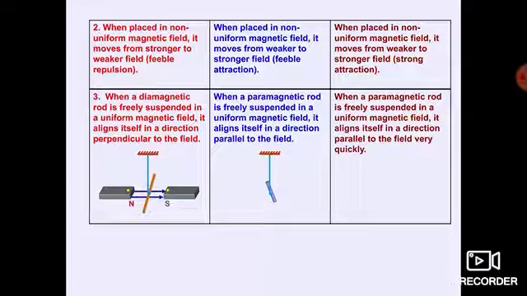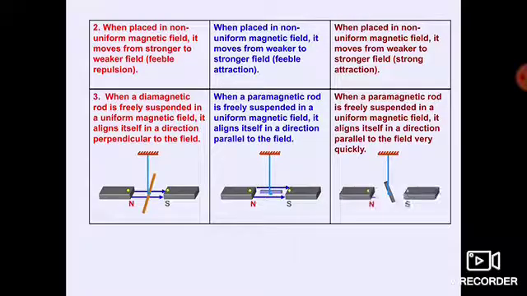In case of this, if this is placed in the magnetic field, you can see that it is mostly aligned. And in the case of ferro, if it is so, it will quickly align. Clear?